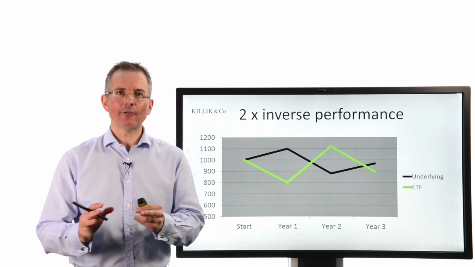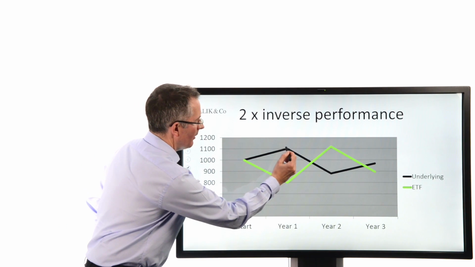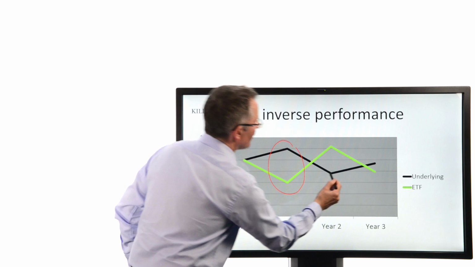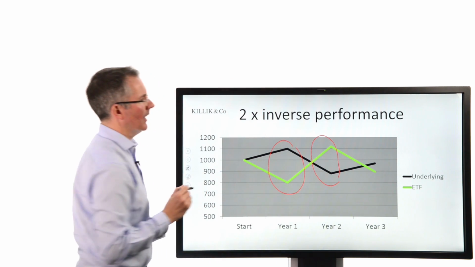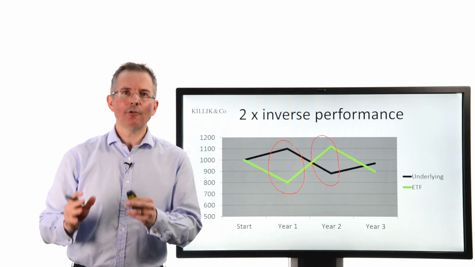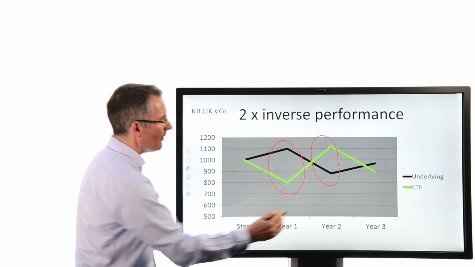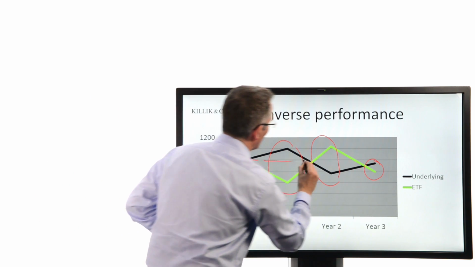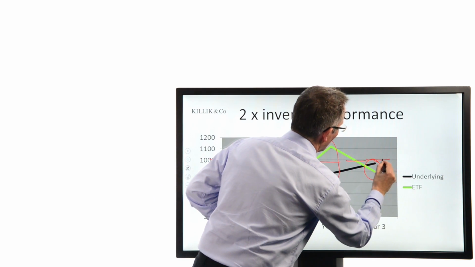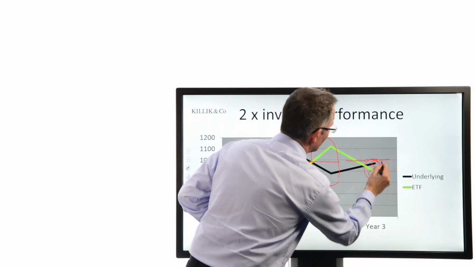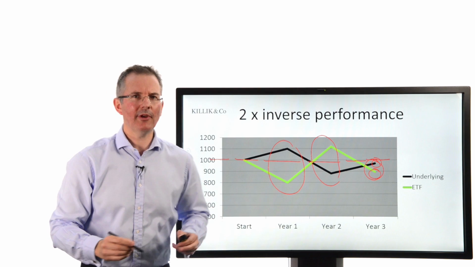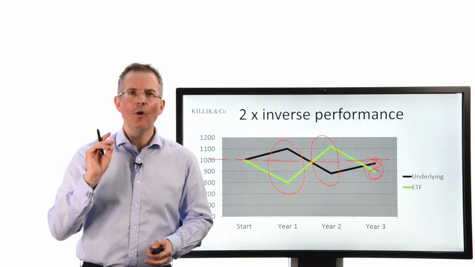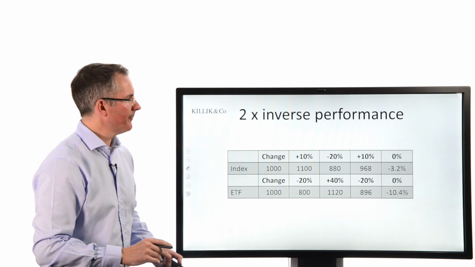When you first glance at this slide, you might think, well, it's doing what you said, Tim. You know, the index goes up, this goes down. Okay, the index goes down, this goes up. But is it moving twice the inverse distance? And what's happened at the end here? Wait a minute. The index is down on its starting position, and so is the ETF. But wait a minute, isn't this supposed to do the opposite of the index? What's going on? This performance is all over the place. This isn't doing what I expect. Why not? Here's why not, okay?